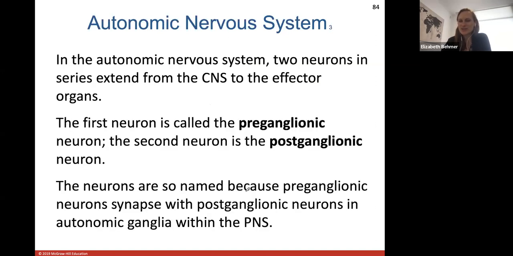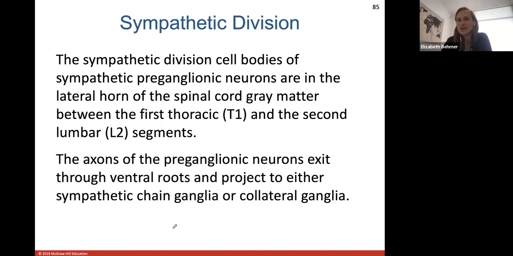In the autonomic nervous system, there's always 2 neurons that extend from your brain and spinal cord to an effector organ. The first neuron we call the preganglionic neuron, and the second neuron we call the postganglionic neuron. And they're so named because your preganglionic neurons will synapse or connect with a postganglionic neuron in an area of autonomic ganglia, which are clusters of cell bodies of those neurons within your peripheral nervous system.